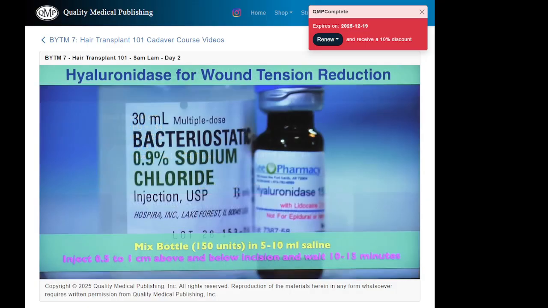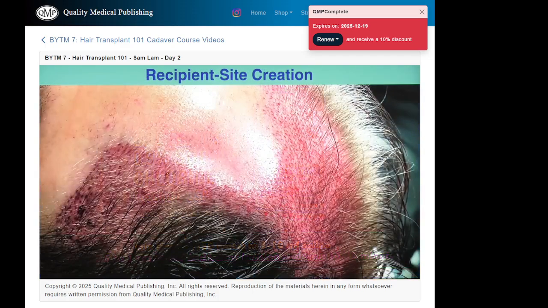Okay, so this is just the hyaluronase. I already told you this. It's a salvage. Don't think of this as, if you're using hyaluronase in every case, you're over harvesting. Anyway, so then I just make the recipient sites after that.